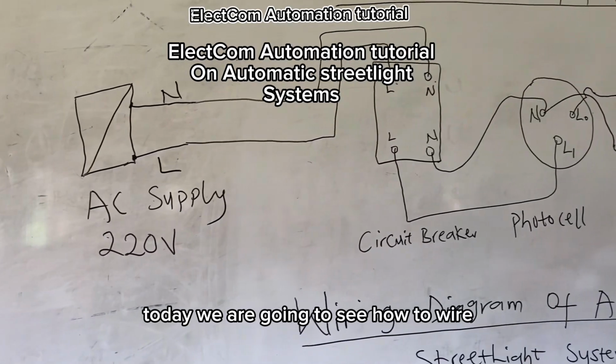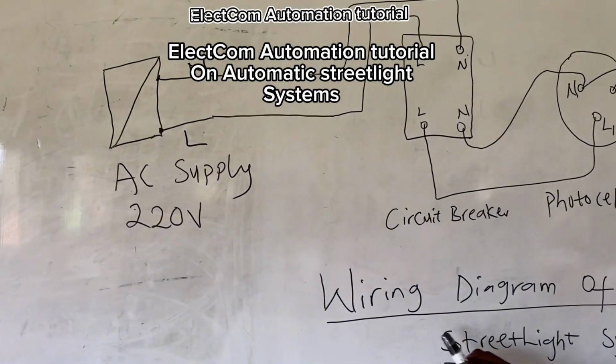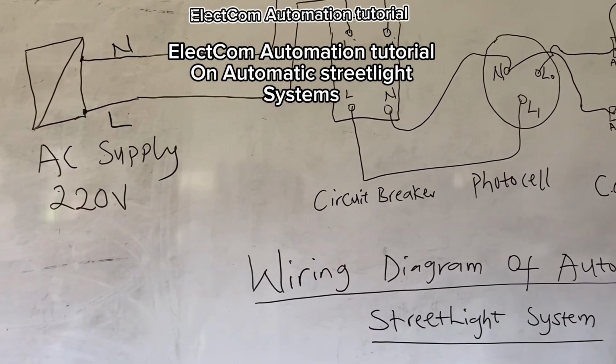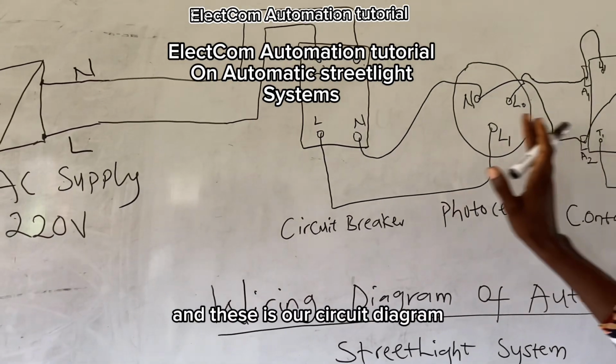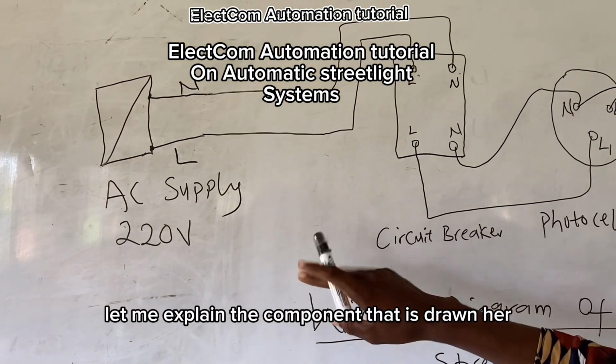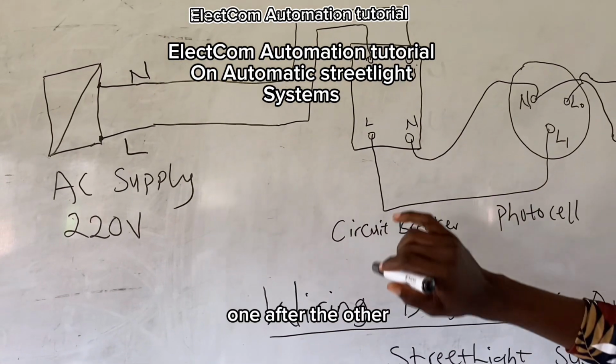Today we are going to see how to wire and construct an automatic streetlight system, and this is the circuit diagram. Let me explain the components that are drawn here one after the other.